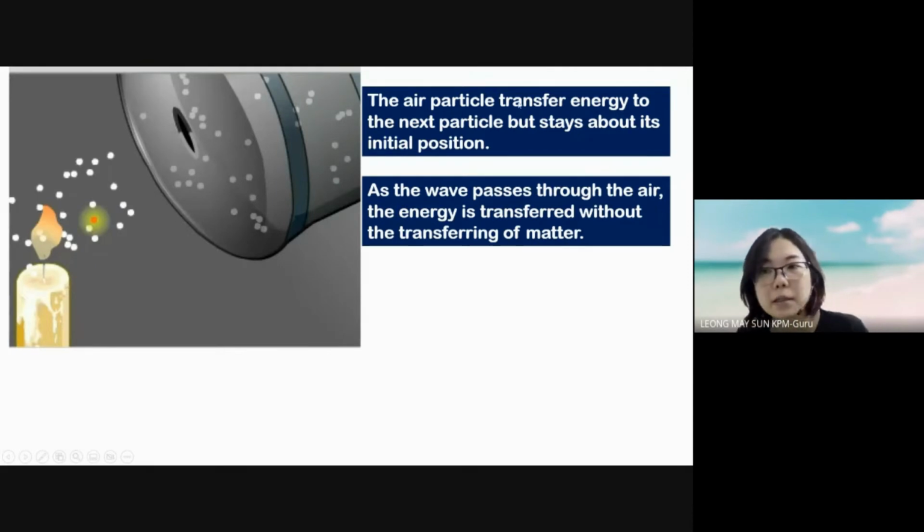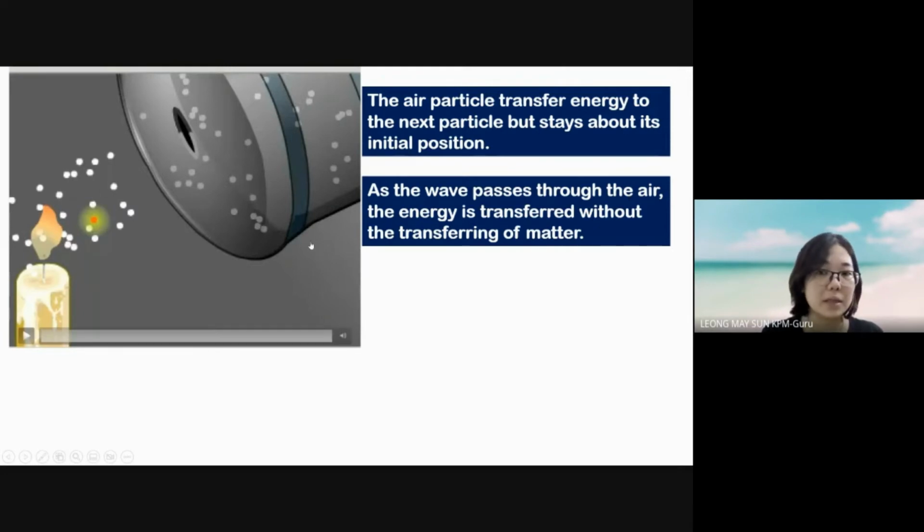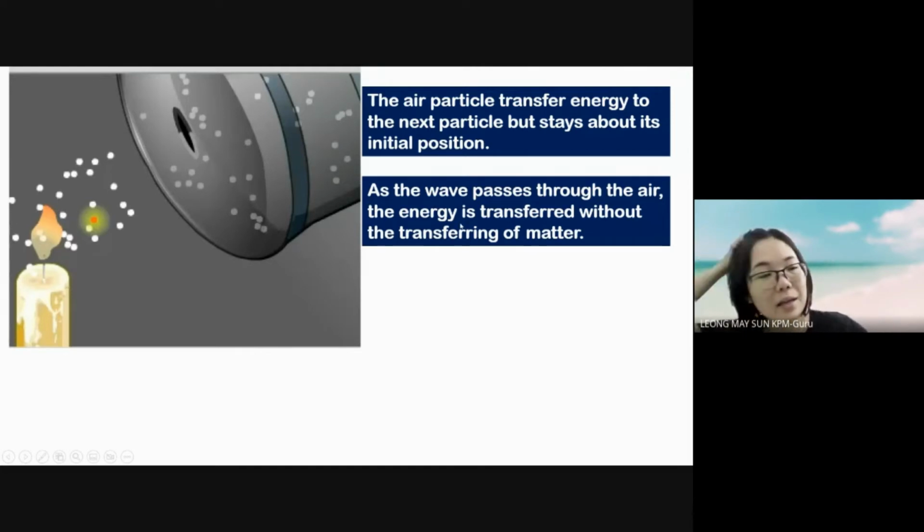All right, so the air particle transfers energy to the next particle because they collide, right? In chapter 2, you learned about collision. When one object collides with another object, the energy possessed by the first object will transfer to the other object. Same thing over here. When air particles collide, when one hits another particle, it will transfer the energy. But it will still stay about its initial position because it keeps being hit by other air particles as well. So as the wave passes through the air, the energy is transferred from one particle to another until it hits the flame, but the air particles do not move away.